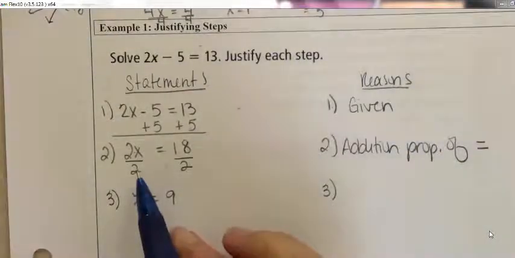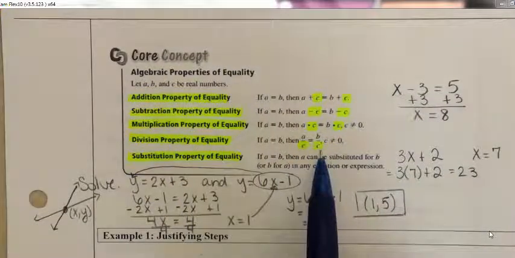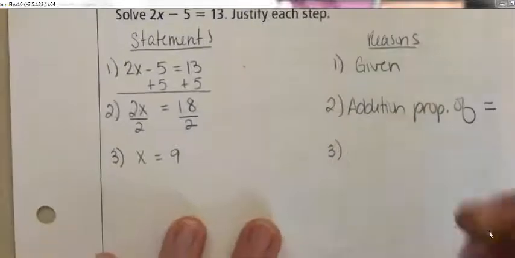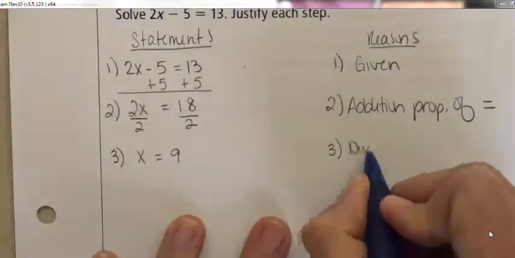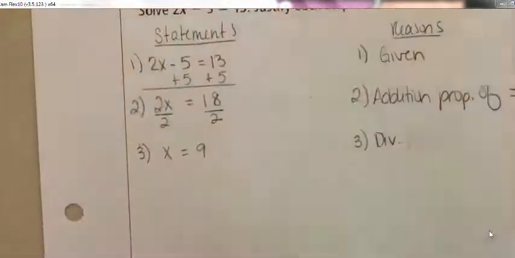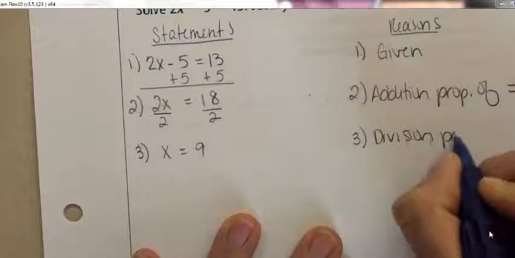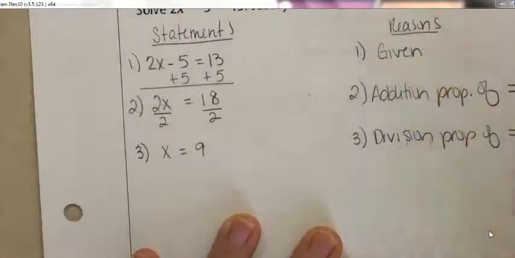Well, what did I do? I divided both sides by the exact same thing. So that right here is the division property of equality. Oh, let me write that out. We'll abbreviate prop of equality, but I think we'll write out the rest of it. Division prop of equality.